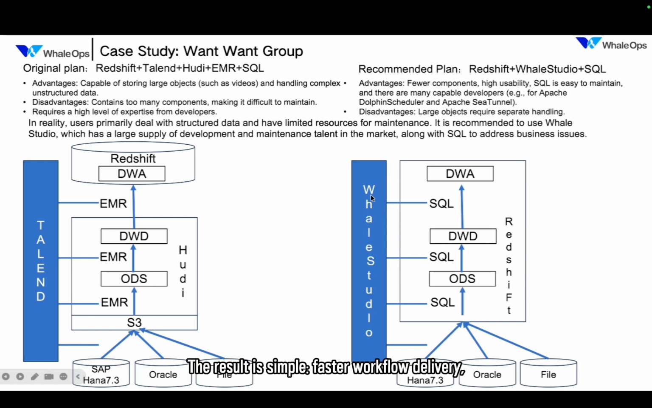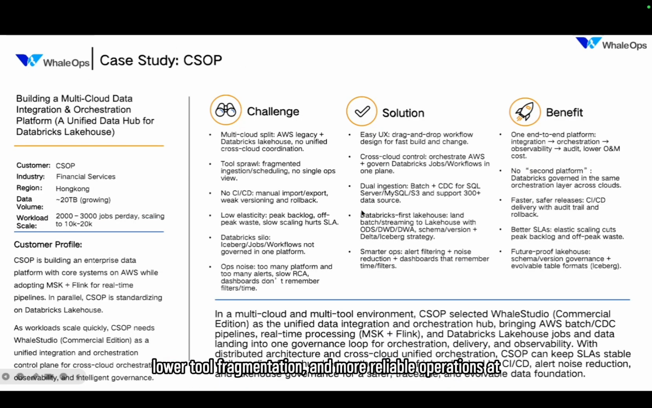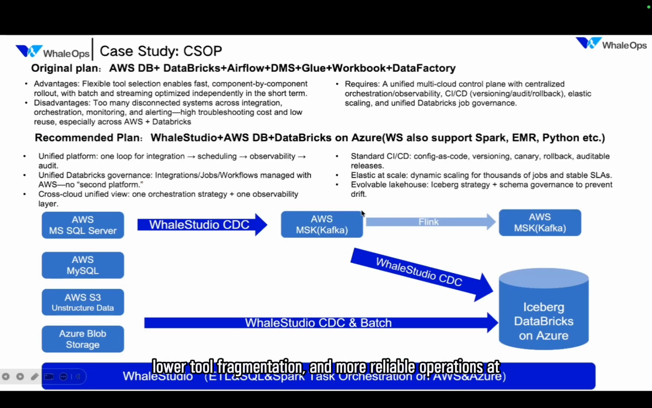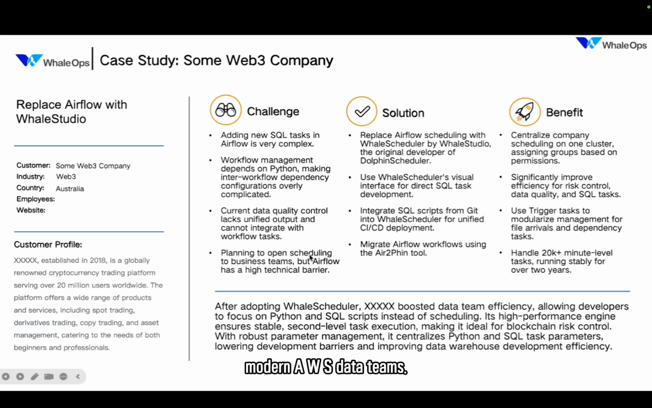The result is simple: faster workflow delivery, lower tool fragmentation, and more reliable operations at enterprise scale. That is WhaleScheduler visual orchestration built for modern AWS data teams.